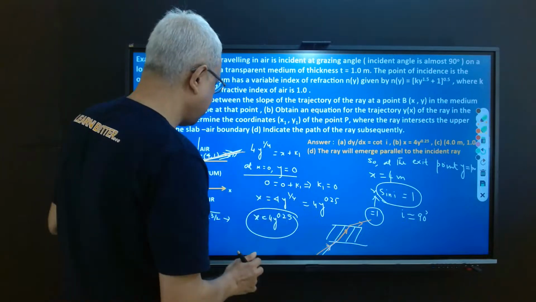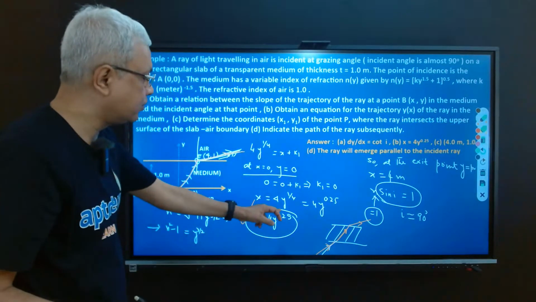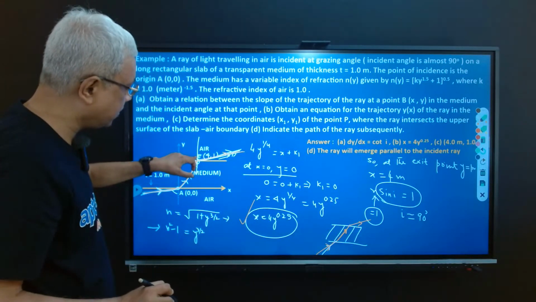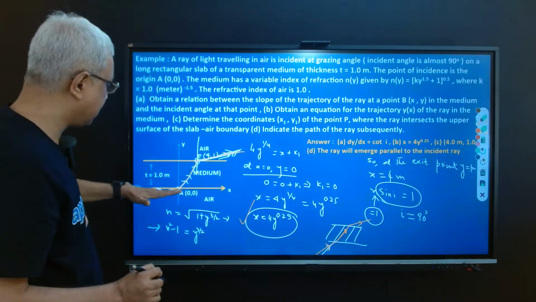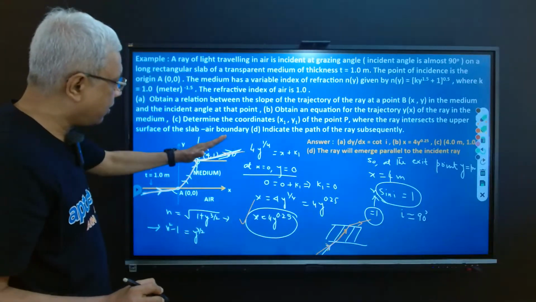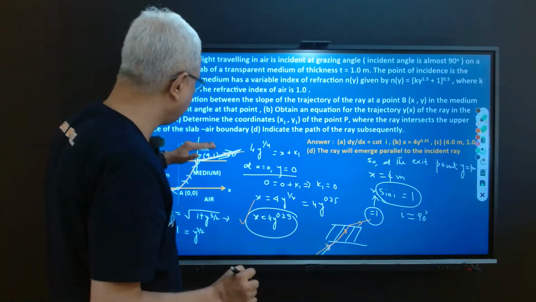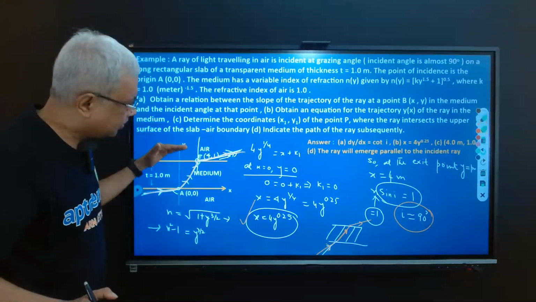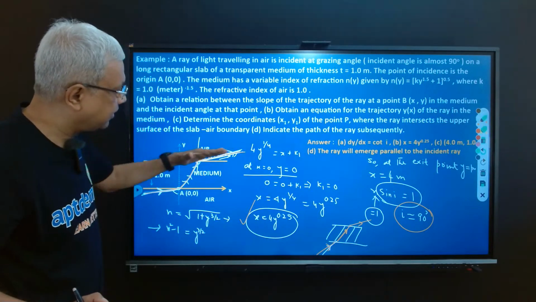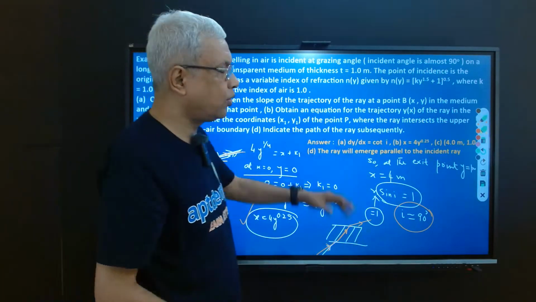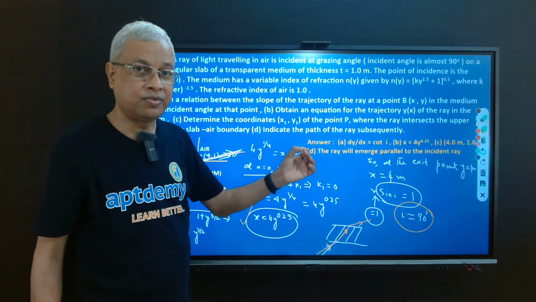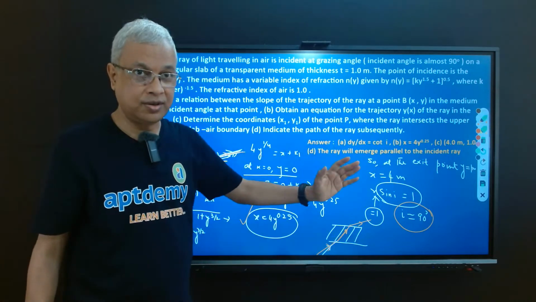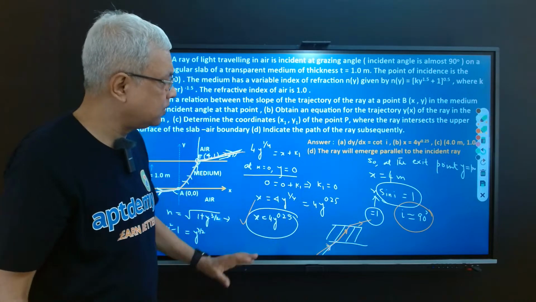So this path's equation we have found, x equal to 4 y to the power 0.25, and where it emerges from the slab, that point also you could calculate, and you could also establish that the ray will be coming out at an angle of refraction which is also almost 90 degrees. That means it will be coming out of the slab at a grazing angle. Okay, so this was all about the problem. I think you have enjoyed the problem. It's a very interesting problem where we have covered the application of Snell's law in variable media. So if you understand the basic principle, then it is okay.